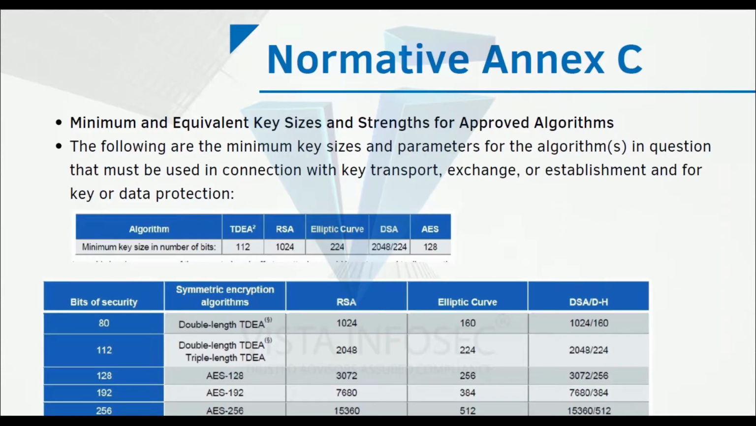So even if it's asking for 80, if you're using TDEA RSA, you'll need 1024 bits to achieve the same level of security. Elliptic curve 160 and DSA 1024. And look at it as you go down.